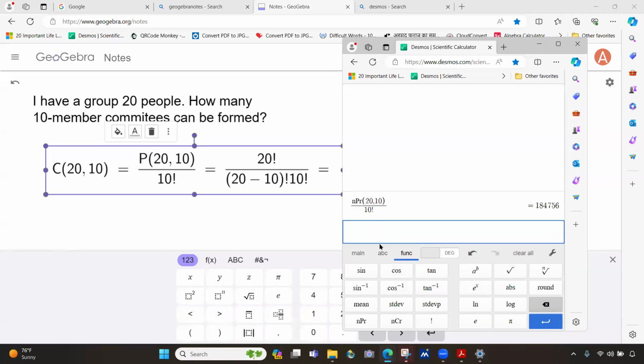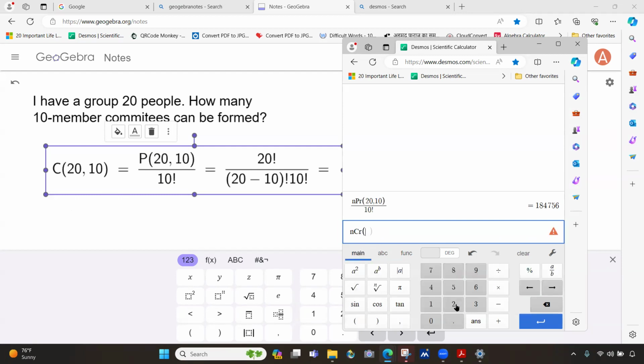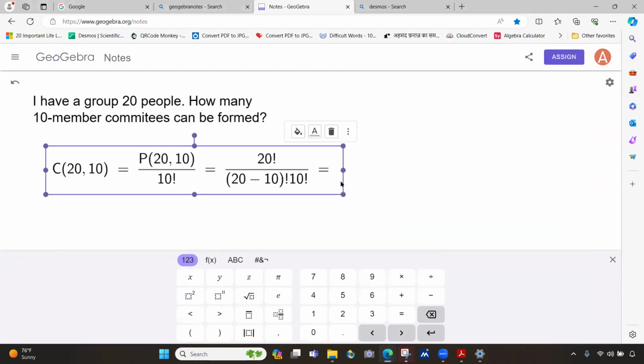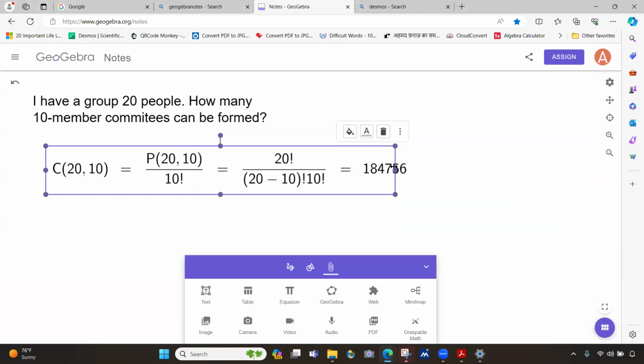I'm going to show you, you get the same answer if you just hit 20, comma, 10. You're going to get the same answer. So the permutation formula is related to the combination formula. And you can use your calculator to get the answer. Let me write it down here. So think about doing it by hand from scratch. It'll take you forever and it's not feasible.